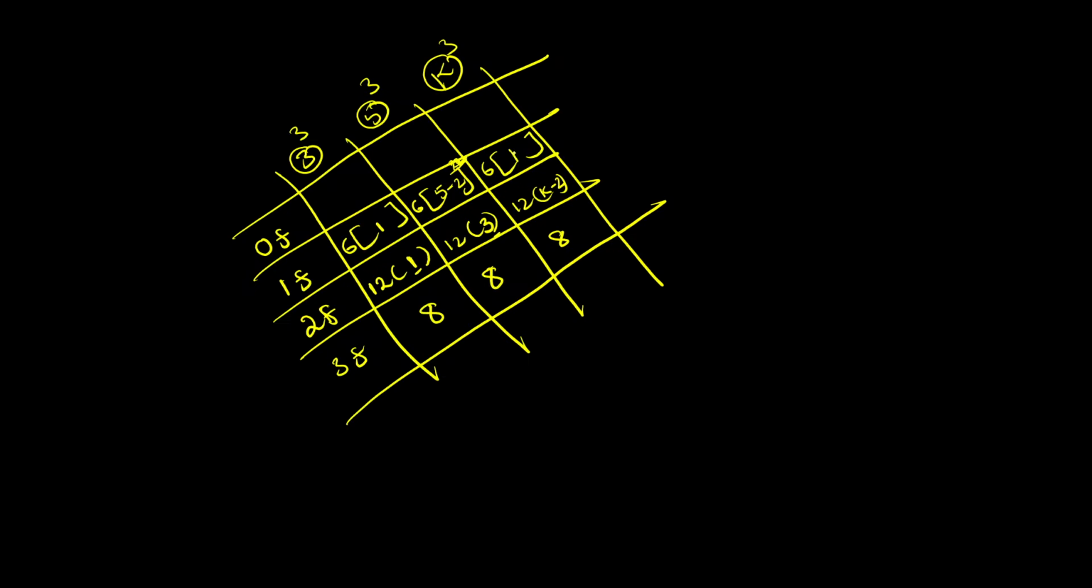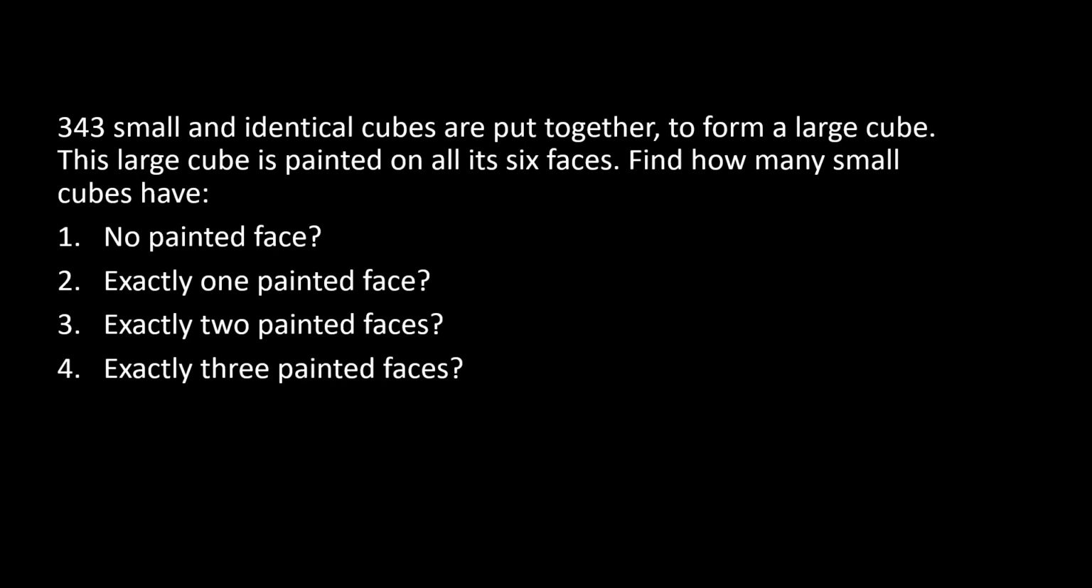Here it's 6 into (k minus 2) whole square. Let me write it here again: 6 into (k minus 2) whole square. No face painted, that's (3 minus 2) whole cube. When it comes to this, that's (5 minus 2) whole cube. Here it's (k minus 2) whole cube. This is how we generalize this. Now, based on this, I expect you guys to answer this question and post your answers in the comment section.